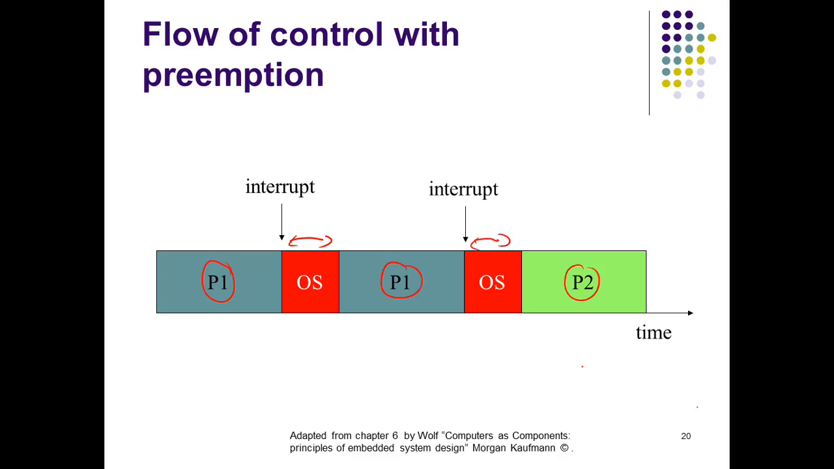So looking at this, can anyone suggest what is special about this second interrupt? Or rather, how come after the first interrupt, I decided P1 can keep going? After the second interrupt, I decided P2 should take over. P2 is higher priority. So if P2 is higher priority, why didn't P2 start here?